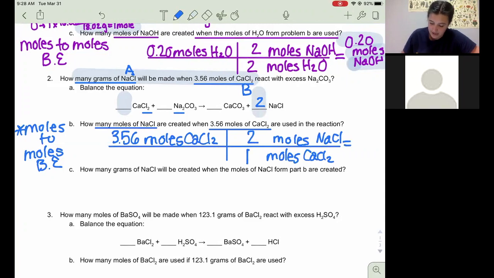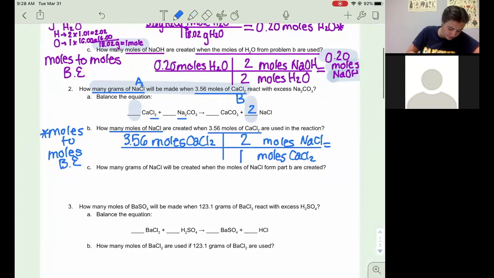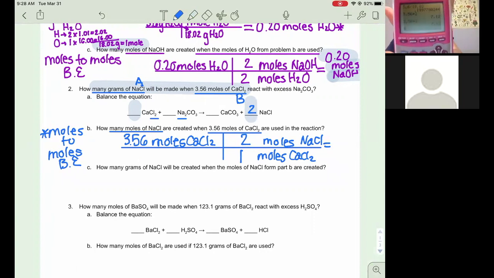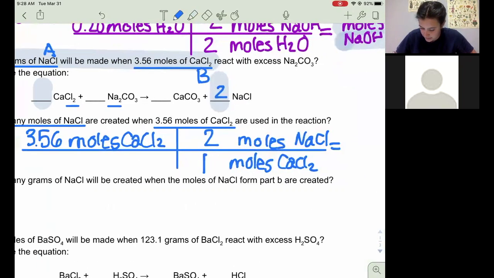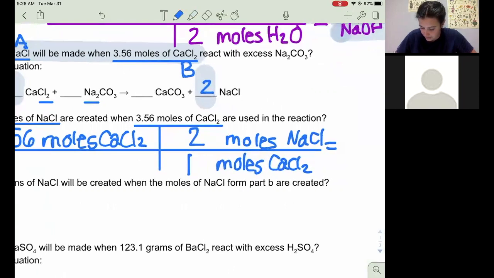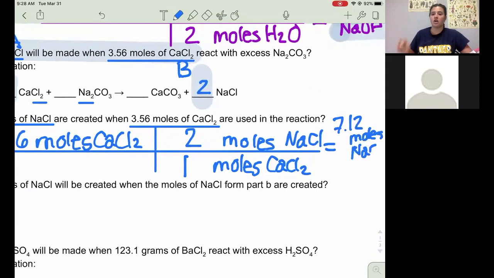Then I'm going to plug this into my calculator. I'm going to take 3.56 times 2. That's my answer, so that means that I have 7.12 moles of NaCl. And the units are also crazy important because you're working with 2 different types of compounds, so make sure your work is really, really organized.